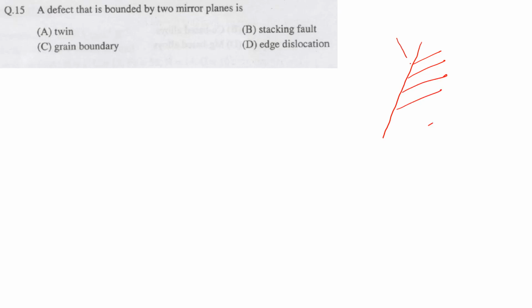Okay, next, a defect that is bounded by two mirror planes. Okay, so basically a defect that is bounded by two mirror planes, somewhat like this, if you see, and the plane of symmetry will be like a mirror, so that is basically called a twin, right? Because the grain boundary is somewhat different. Stacking fault is different. Okay, stacking fault, because of arrangement fault, it is in the edge dislocation, this is again somewhat different.